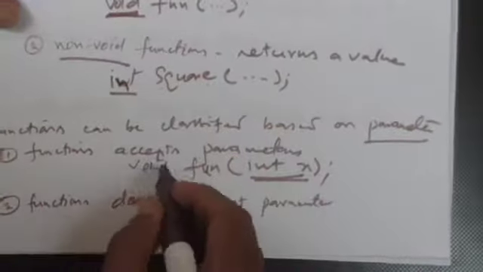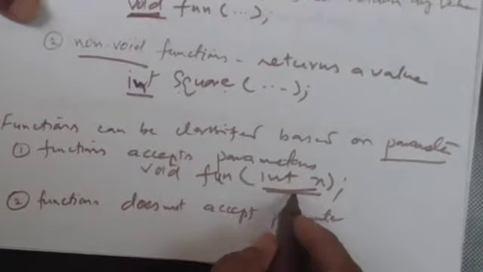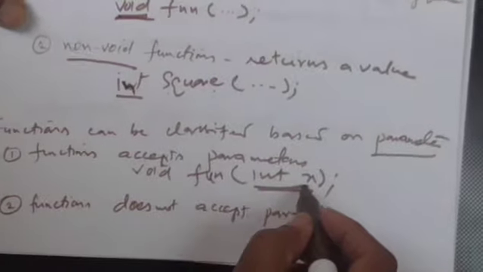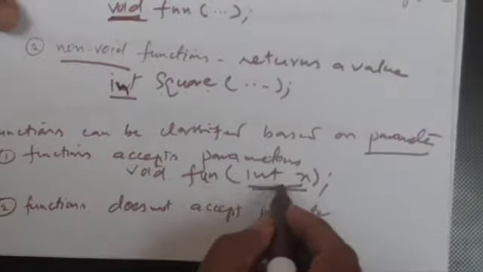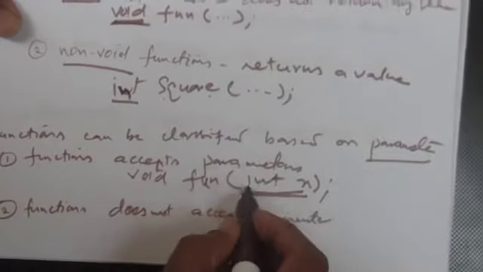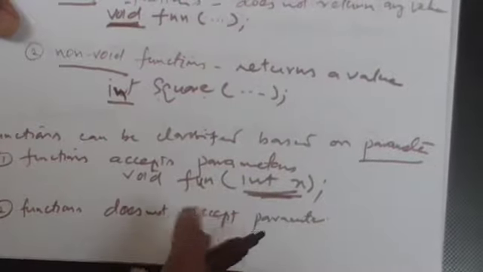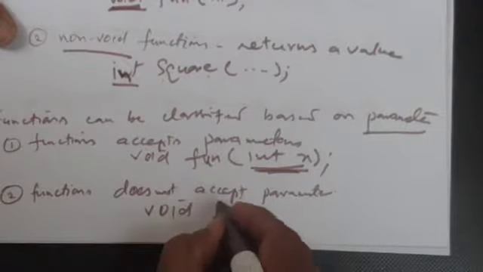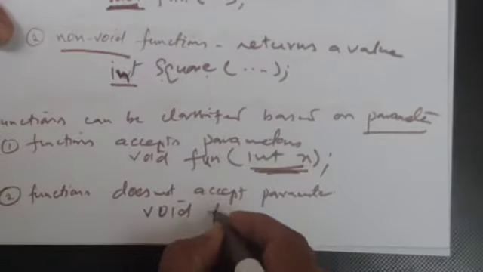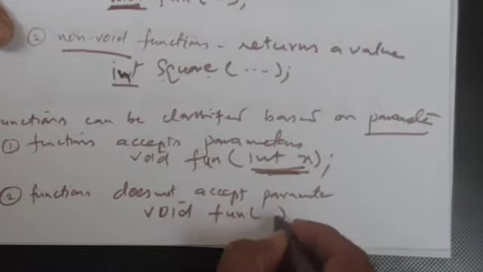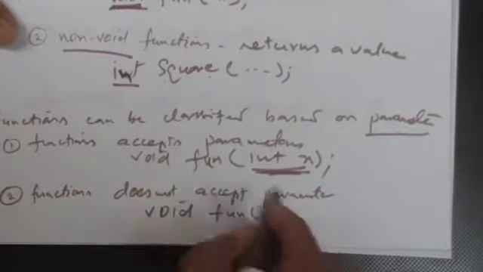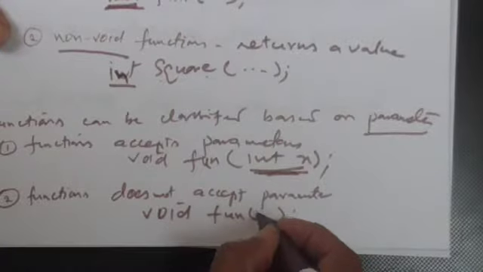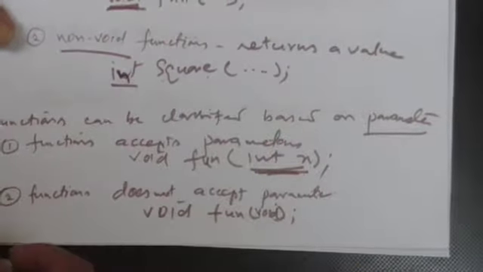So now I have written void fun and I said int x. However, giving the name of the variable is optional. Our attention is on parameters. So this is a function which is accepting a parameter. Now look at another one, say void fun and no parameters here. I am not sending any parameter, so when I am not sending any parameter, I can write void.